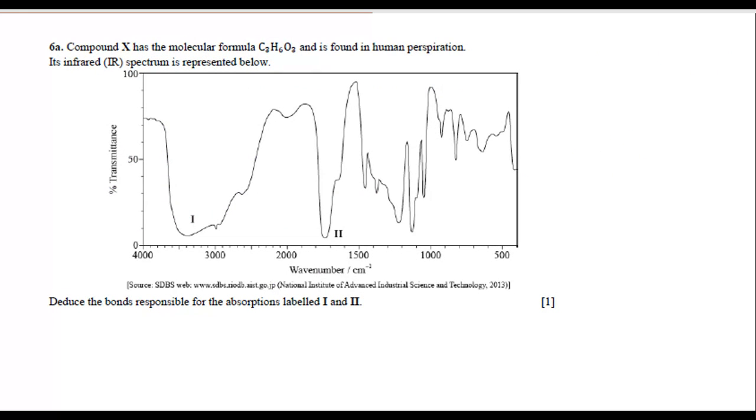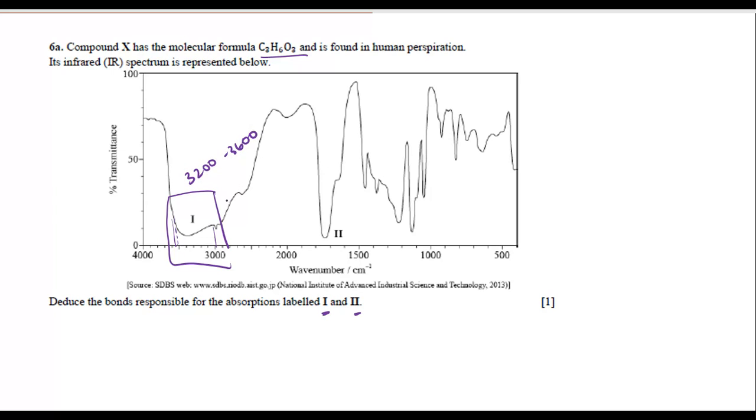All right, question number 6. We're going faster than I thought we would. I've got this guy, C3H6O3, found in human perspiration. We've got the IR spec here on the screen. We need to figure out what bonds are responsible for 1 and 2. So I'm looking here at 1, and I'm looking at my table 26, and I'm trying to figure out what bonds are somewhere between 3,000 and maybe 3,500. And I see that alcohols are at 3200 to 3,600.